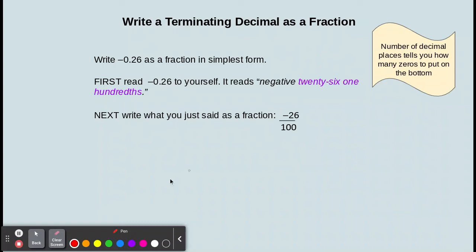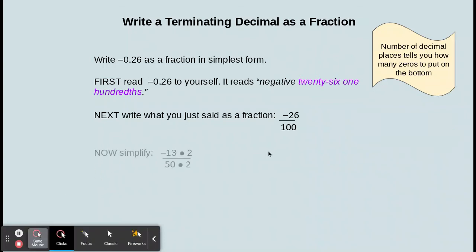As a side note, you notice that you have two decimal places. That means you're going to have 2 zeros on the bottom, right? If you were to have 0.281, you have 1, 2, 3 decimal places, so then you know there are going to be 3 zeros on the bottom. Okay, now we need to simplify that. We know that 26 and 100 have the factor of 2 in common, so we can divide 26 by 2 and 100 by 2. That means our answer is negative 13 over 50.